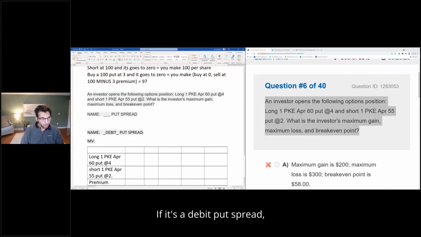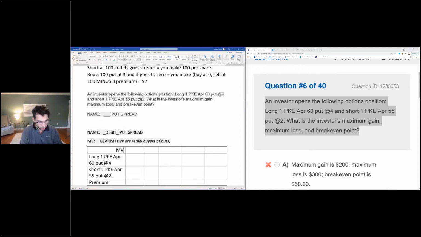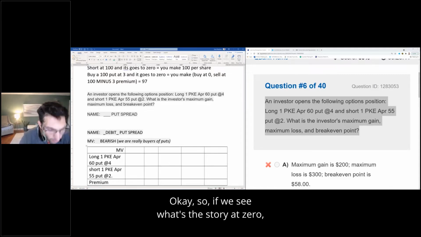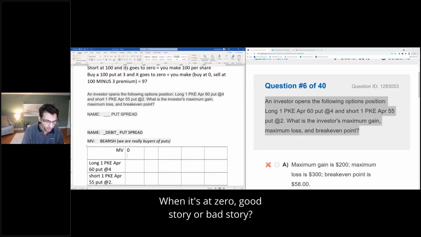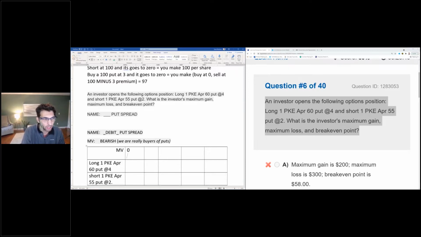If it's a debit put spread, we are really buyers of puts. We are bearish. Okay, so if we see what's the story at 0, is this going to be a good story or a bad story? When it's at 0, good story or bad story? If we're bearish here, it's a good story.